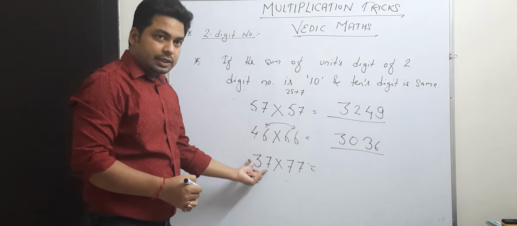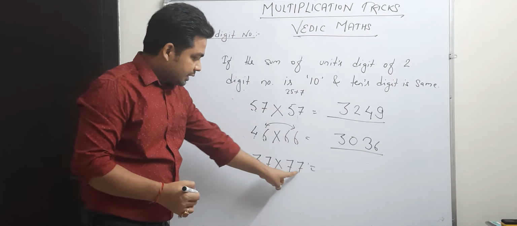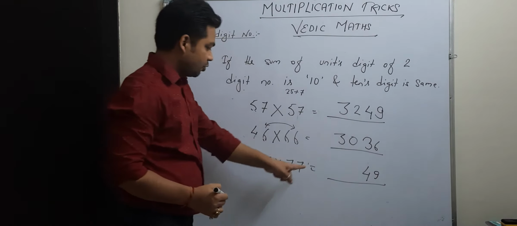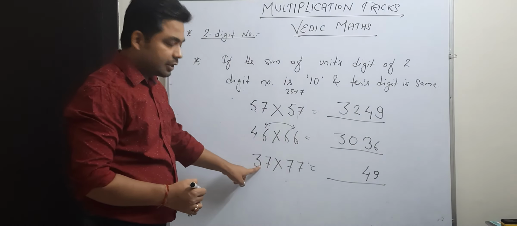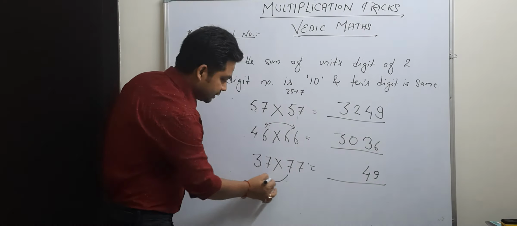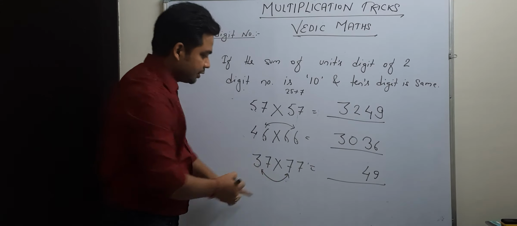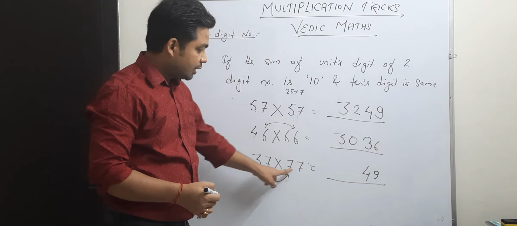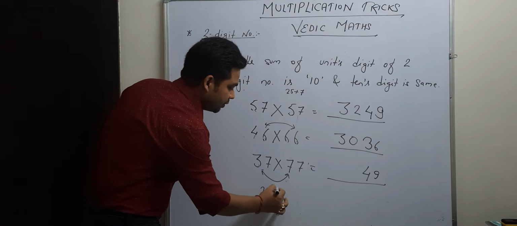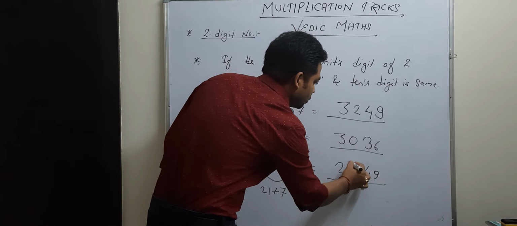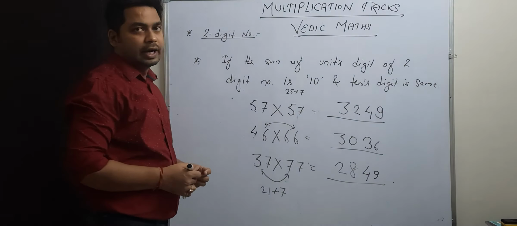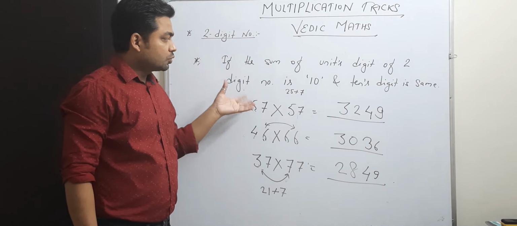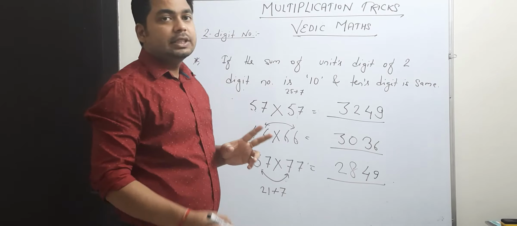Okay, so in this case also, what will we do? 7 7s are 49. Okay, 7 7s are 49, and 7 3s are 21, we will multiply the tens digits. 7 3s are 21, and we add the units place number. 7 3s are 21 plus 7, it will be 28. So the answer will be 2849. So these are the two types of tricks. These are the tricks to solve the multiplication of two-digit numbers.